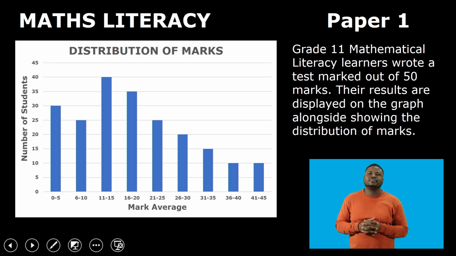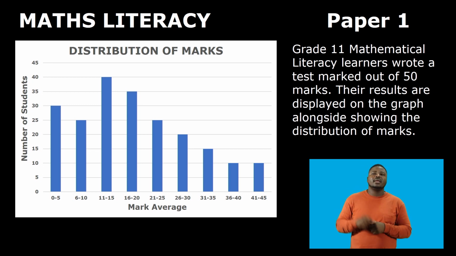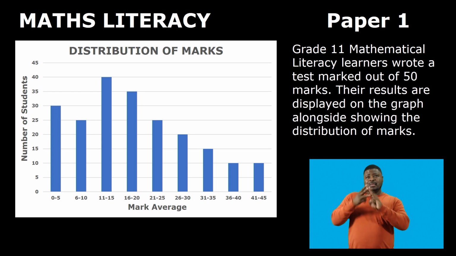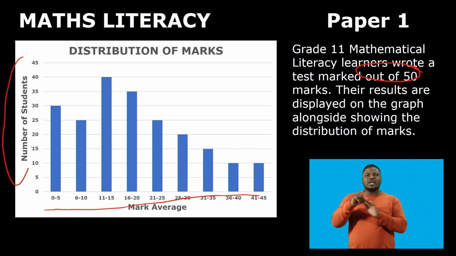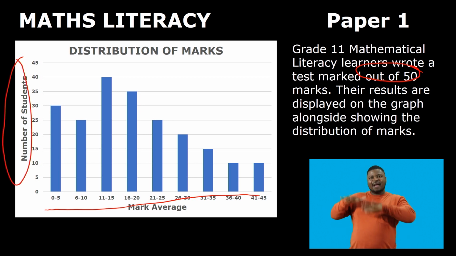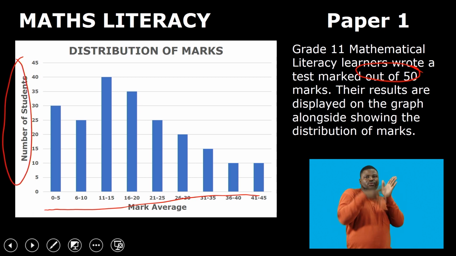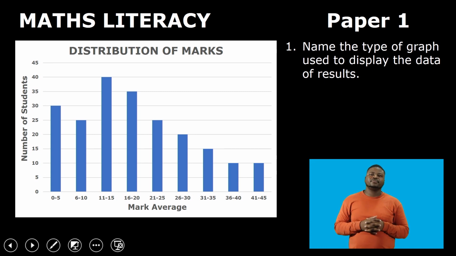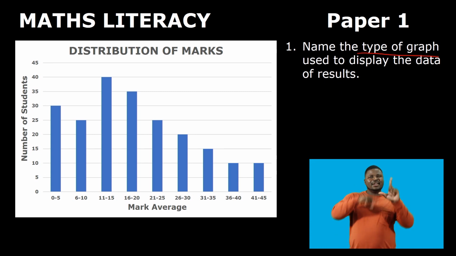If we look at another one, grade 11 mathematical literacy learners wrote a test marked out of 50 marks. Their results are displayed on the graph alongside showing the distribution of the marks. So we can see here at the bottom is the marked average and then the number of students on the vertical axis. Name the type of graph used to display the data of the results.